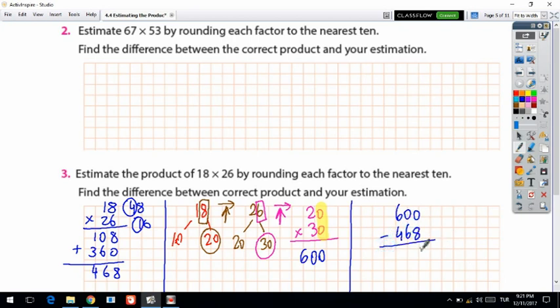So 0 minus 8, we cannot subtract them, so we go to the next digit to get one number. So there is no number, so we go to another, that is the hundreds digit. So if I get one number, here will be 5, so here will be 9, so here will be 10. Okay, 10 minus 8 is equal to 2. 9 minus 6 is equal to 3. Then 5 minus 4 is equal to 1. The answer is 132. Okay, so I think that's enough to understand 4.4, that is estimating the product of two numbers.